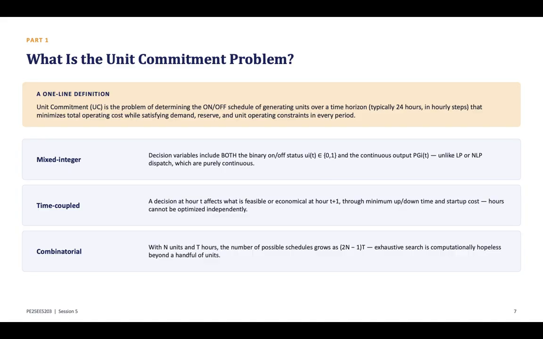So, further explanation to add on to this is, the combinatorial growth should be interpreted as a warning against naive enumeration, not as a claim that every theoretical combination is physically possible. See, demand, reserve, and unit limits eliminate many states. Minimum up and down time eliminates many transitions, right? Nevertheless, the remaining search can still be enormous.